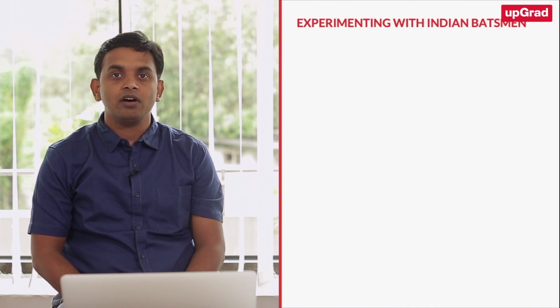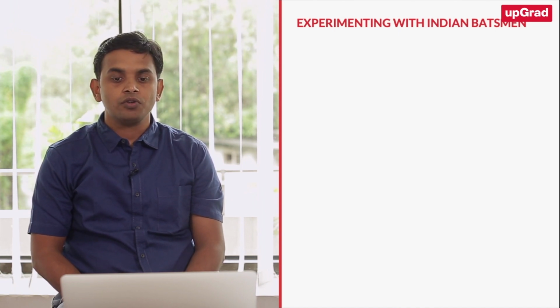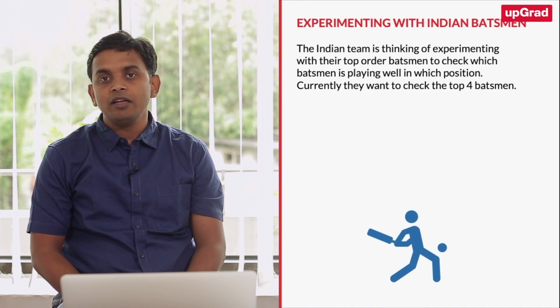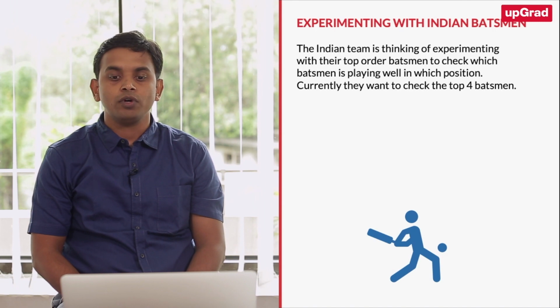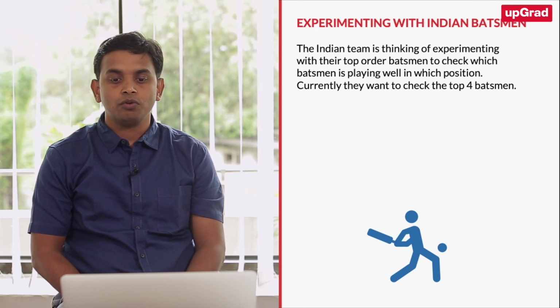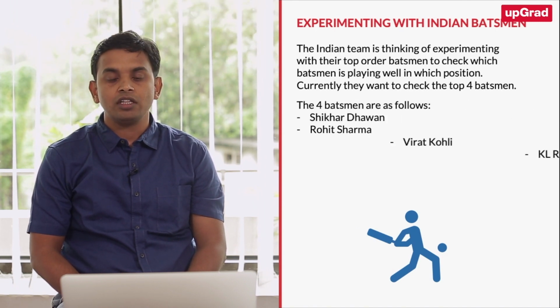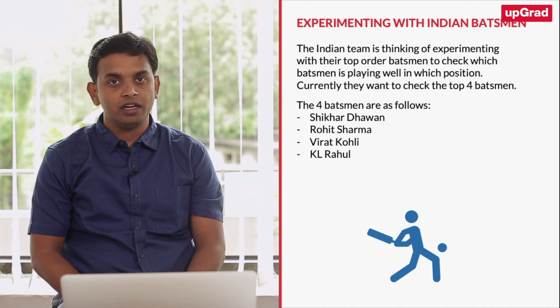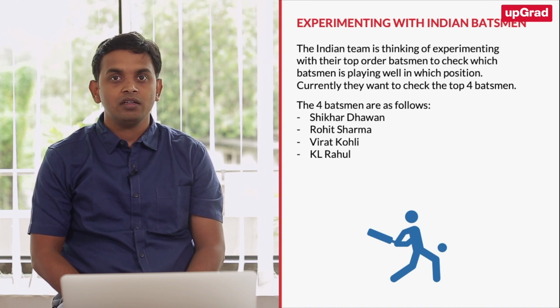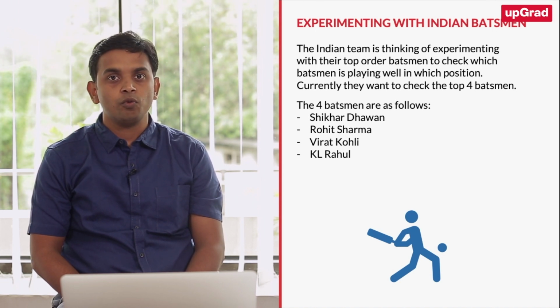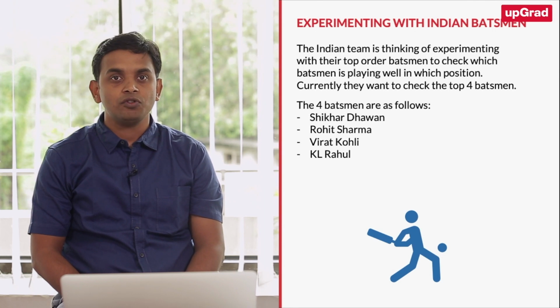Let's experiment with the order of Indian batsmen. So the Indian team is thinking of experimenting with their top order, and we have four choices to select from, and the four choices are Shikhar Dhawan, Rohit Sharma, Virat Kohli and KL Rahul. We have to see in how many ways we can order these batsmen in the field to bat so that we can get maximum runs.